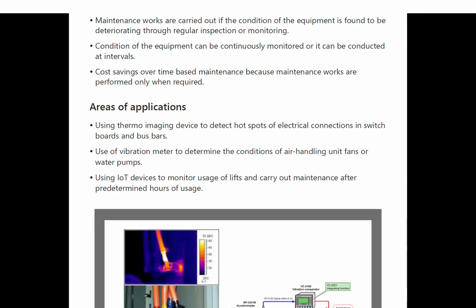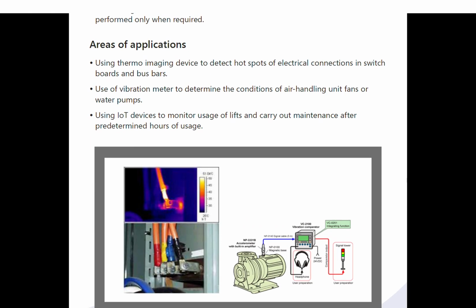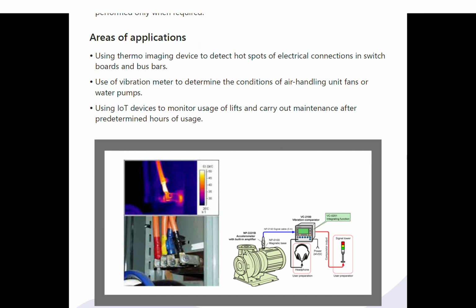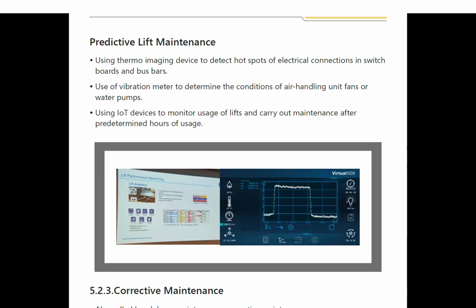So some areas of application could be thermal imaging, where you can see hotspots in the connection, or where you can see vibration. So those are using IoT sensors to see what's happening. So in predictive maintenance, basically if there's some vibration, you can actually see it. And as part of our program, we actually have some predictive maintenance IoT devices.